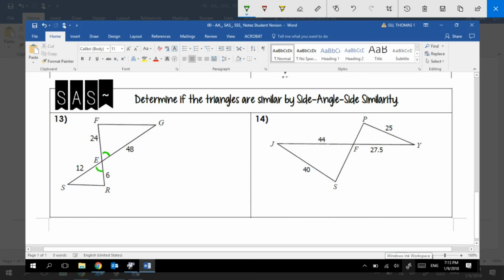Now all we have to do is check that the ratio of the sides is the exact same. So the corresponding sides, SE corresponds to side GE, actually. So make sure you don't confuse yourself. So that's going to be 12 over 48. And if I divide both these numbers by 12, it's going to be 1. If I divide 48 by 12, it's going to be 4.